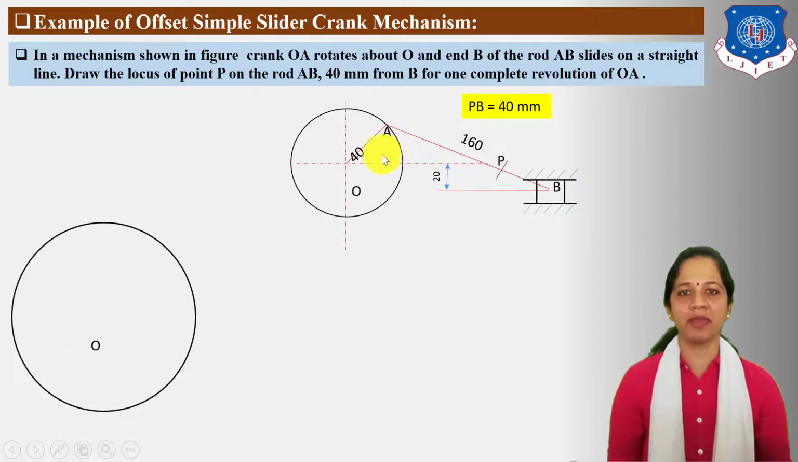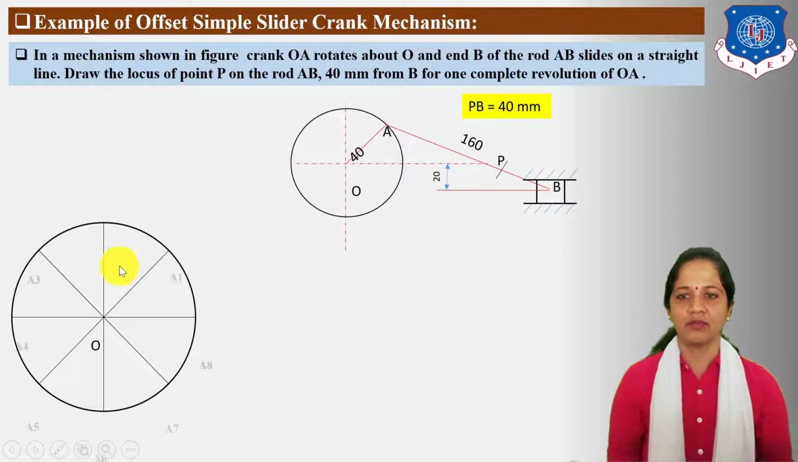First draw 40 mm radius circle from O point. This circle indicates locus of A point. Divide this circle into equal 8 parts for uniform position of crank OA. Mark here crank position as A1, A2, A3, A4, A5, A6, A7, A8. Locate its position either in clockwise or in anticlockwise. Here I have located the position of crank in anticlockwise direction.